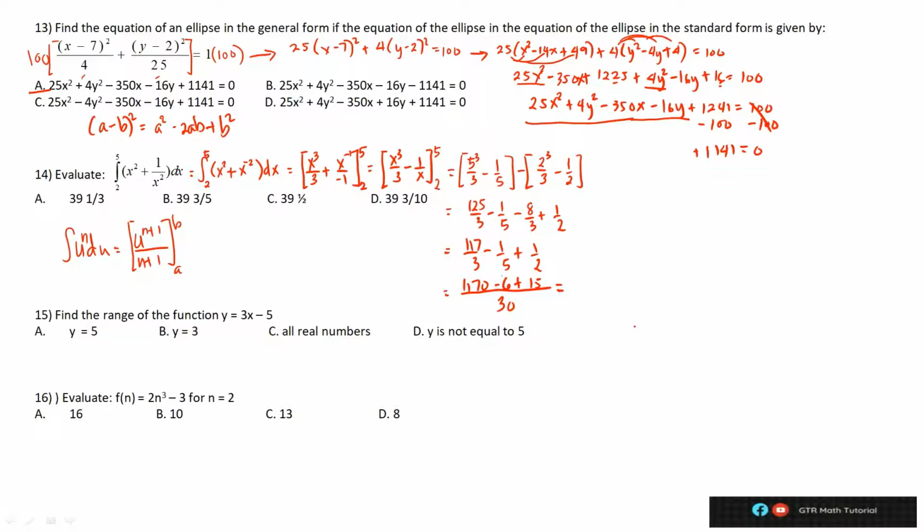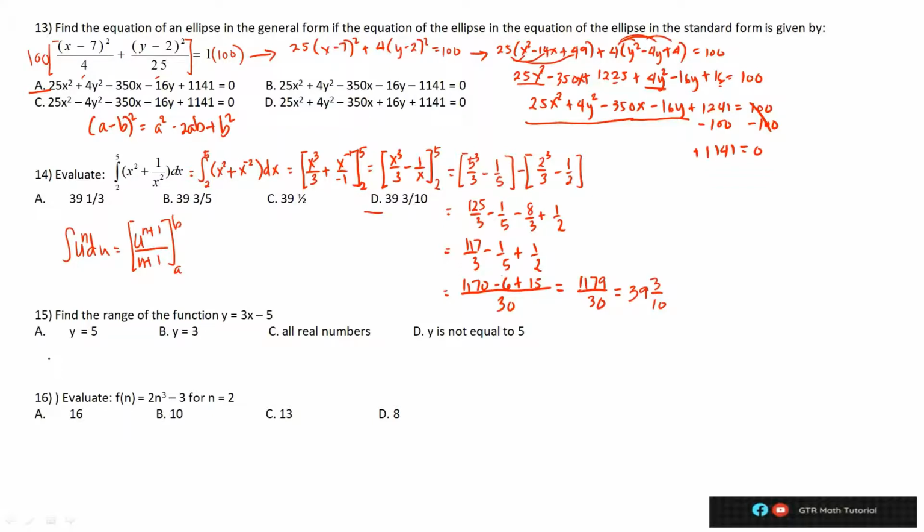1170 minus 6 plus 15. So 1179. So pwede kayo mag-calculator dito, 1179 over 30. So change lang natin sa 1179 divided by 30. So we have 39.3. So the answer is 39. So may remainder tayong 3, so 3 over 10. So therefore the answer is letter D, 39 and 3/10.